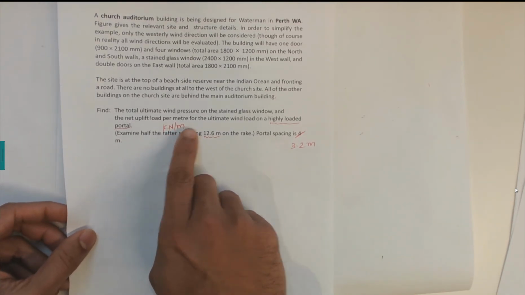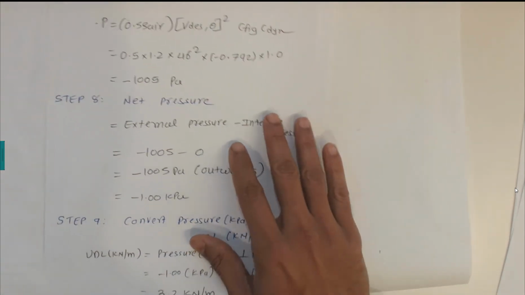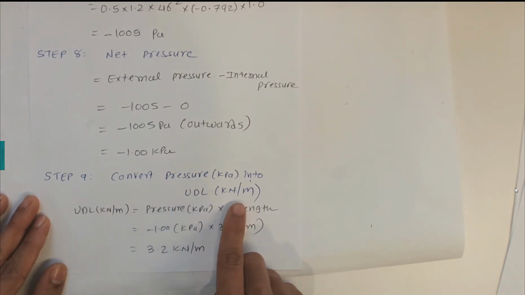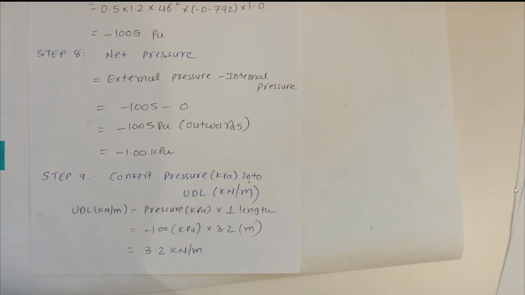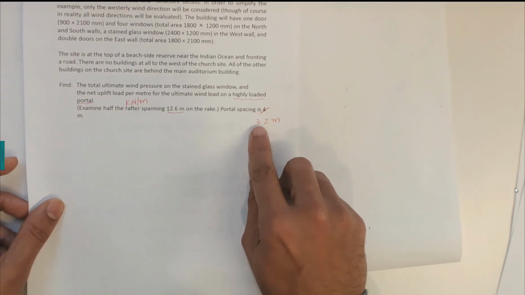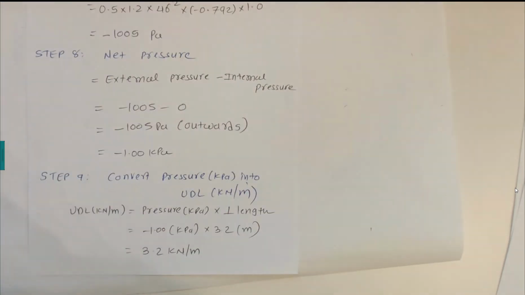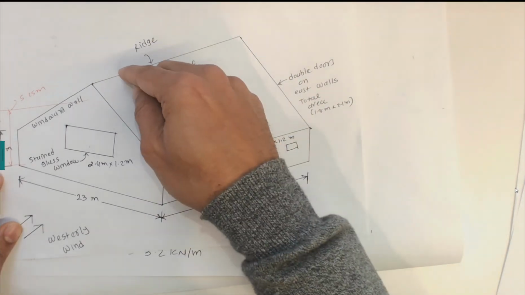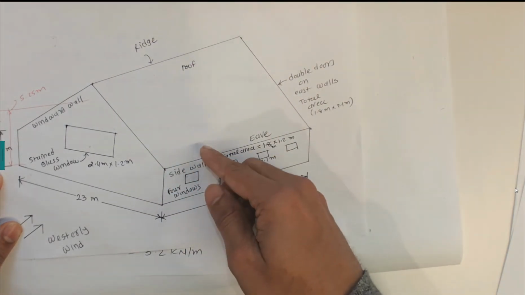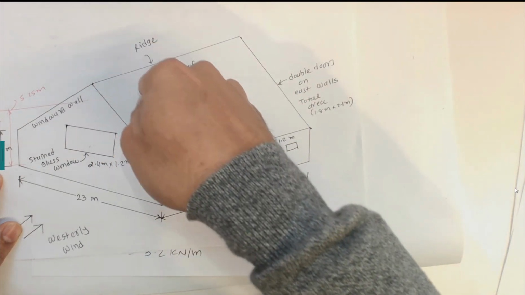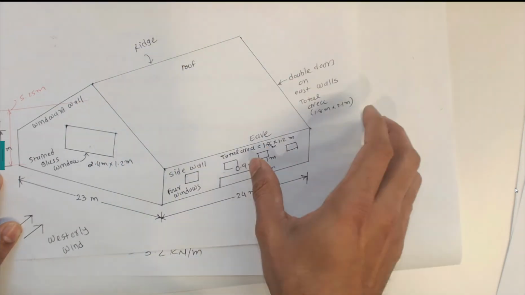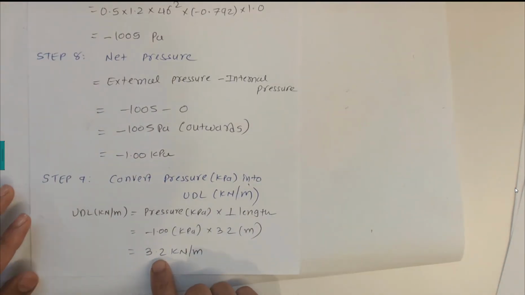So it is the load in kilonewton per meter for the highly loaded portals. In that case we are going to convert pressures into kilonewtons. The equation is UDL in kilonewton per meter equals pressure times perpendicular length, so 1 times 3.2 meters. That 3.2 meters is given in the question. How does it look in the picture? The roof has pressure here, and we have a portal rafter or portal frame here. If the pressure is applied here and I want to find the UDL, we need the perpendicular length, which is 3.2 meters, the distance between two rafters. That gives us 3.2 kilonewton per meter.